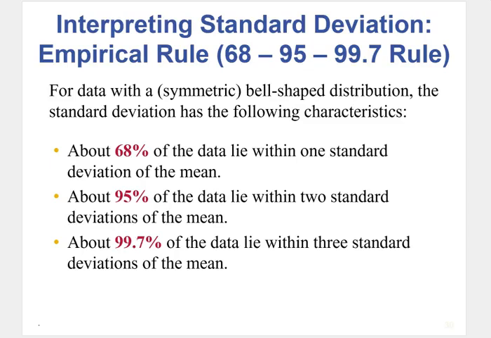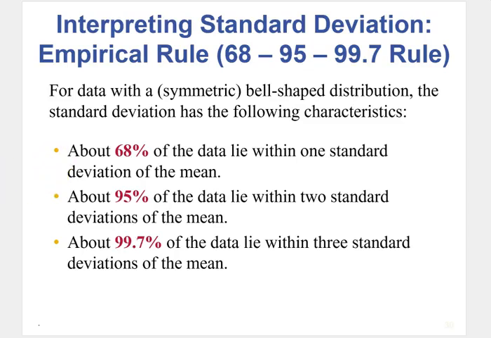If your data is indeed bell-shaped, this nice symmetric bell shape, then 68% of your data will lie within 1 standard deviation of the mean. 95% of your data will lie within 2 standard deviations, and about 99.7% of the data will be within 3 standard deviations of the mean.